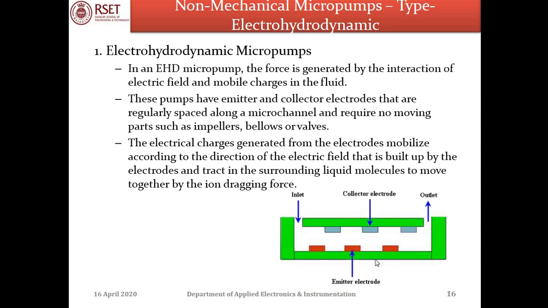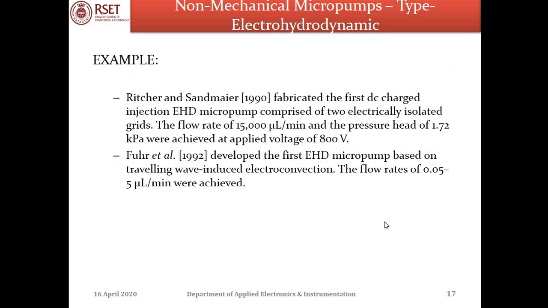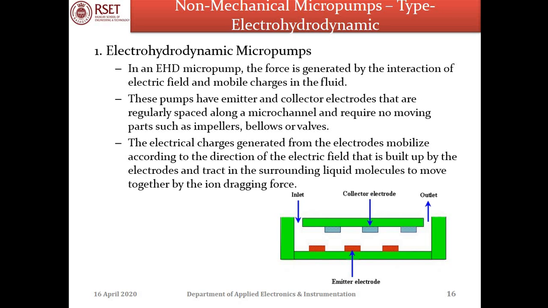Now here is the diagram which shows a simple electrohydrodynamic micropump. So you can see that there is an emitter electrode, there is a collector electrode. They are placed in such a way that they are interspaced between them. You have an inlet valve and an outlet valve. So the mechanism involved, as I've suggested already, is by the interaction of electric field and the mobile charges in the fluid.